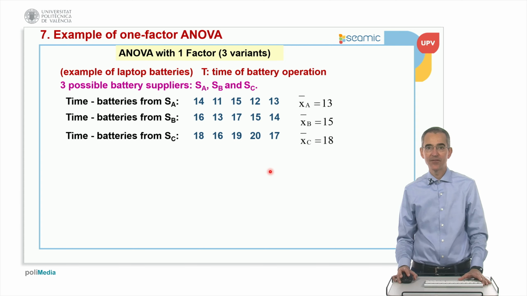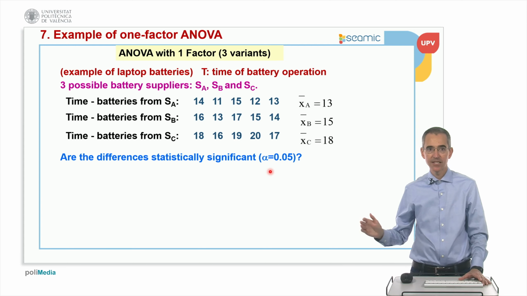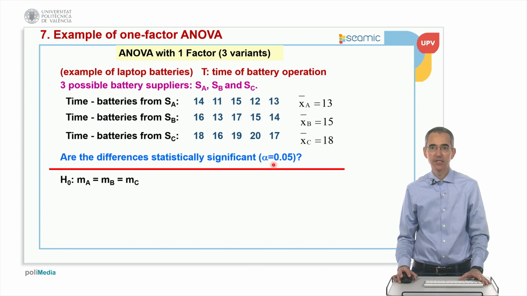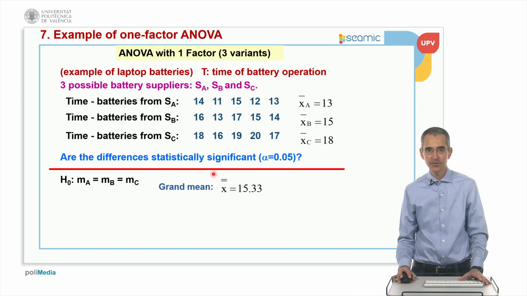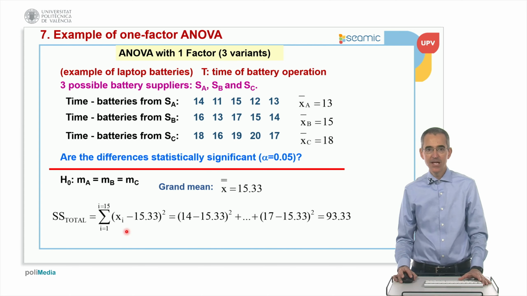First we compute the average of the 5 values, and what we want to study is whether there are differences at the population level between them. We will consider alpha 5%, which is the most common in statistics. This is the hypothesis that the 3 populations have the same average. Then the grand mean, which is the average of the 15 values, is 15.33.